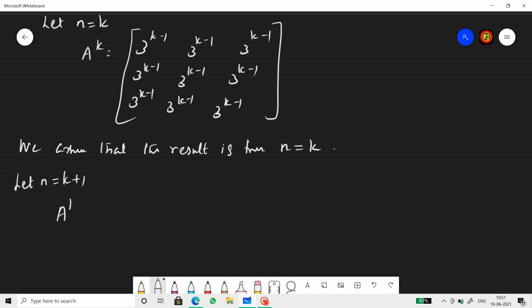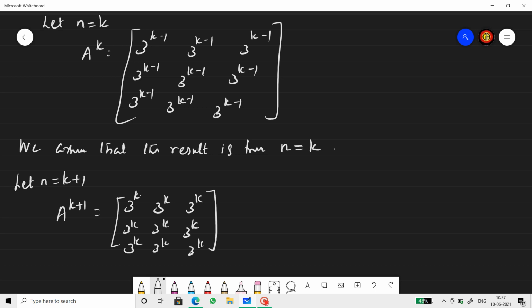You get what? A to the power of k plus 1 equals 3 to the power of k plus 1 minus 1. Everywhere you get 3 to the power of k plus 1 minus 1. That's nothing but 3 power k. Correct? Yeah. So 3 power k, and so on everywhere. So this one we need to prove that it is right.